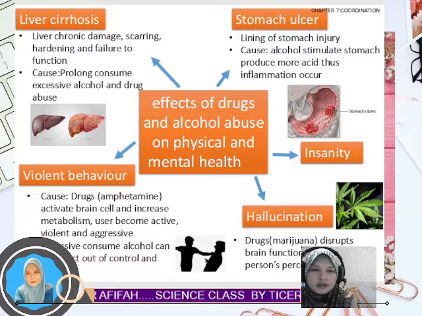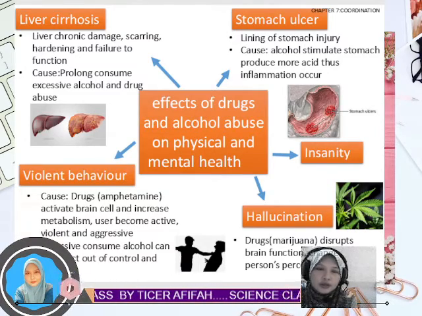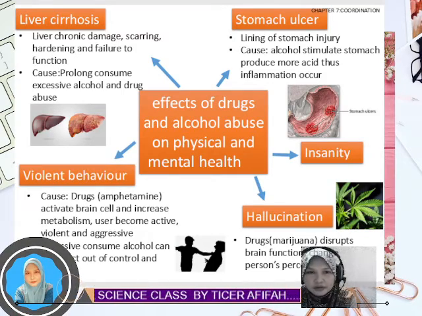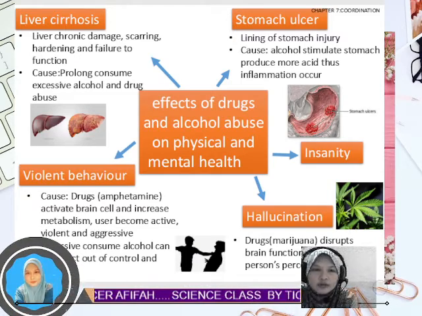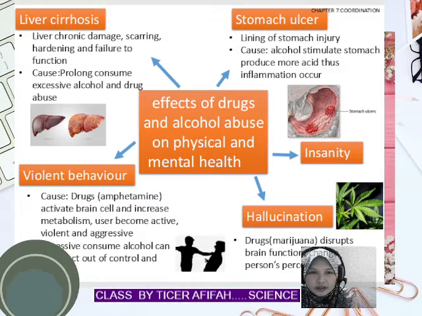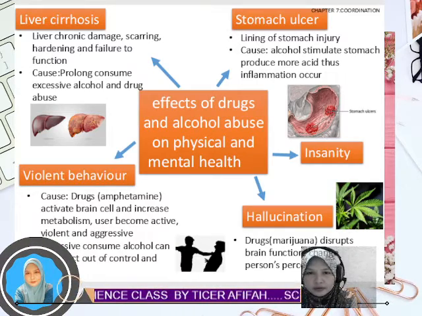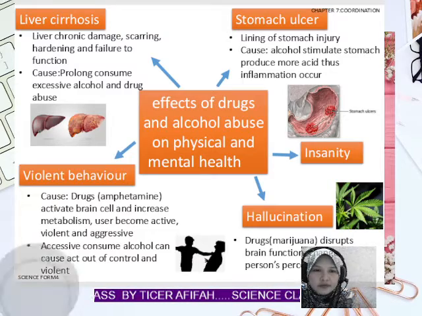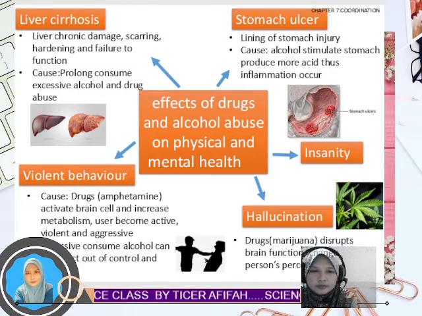Liver cirrhosis is chronic damage of the liver. Your liver becomes scarred, with many scars. The scars spread until your liver cannot function anymore and becomes hardened. Hardening of the liver and failure to function happen when the scars spread to almost the whole part of your liver. It is because of prolonged consumption of excessive alcohol and drug abuse.